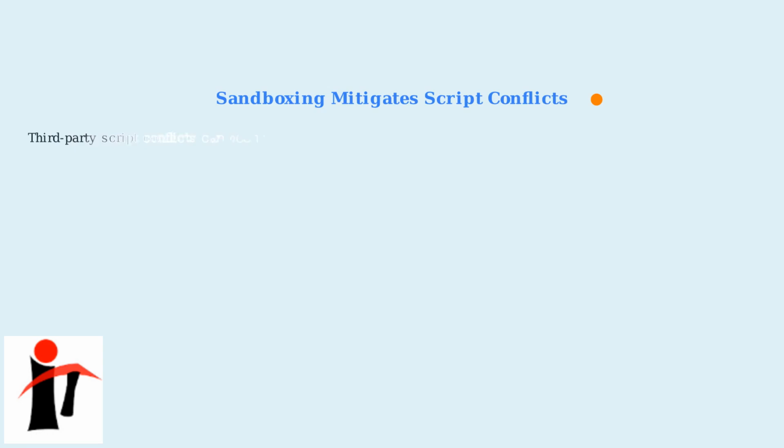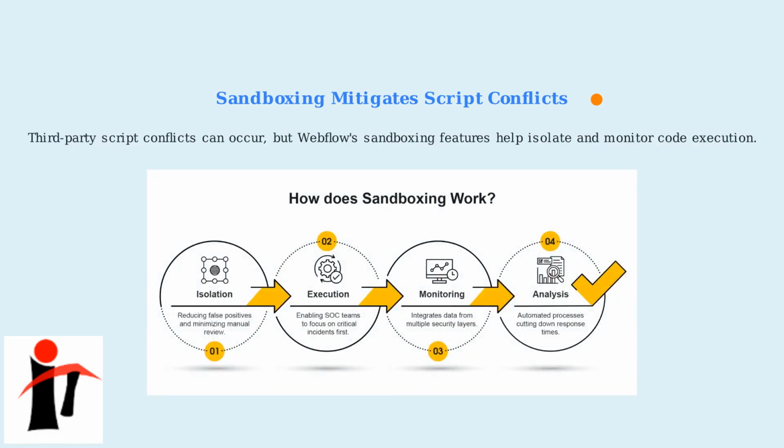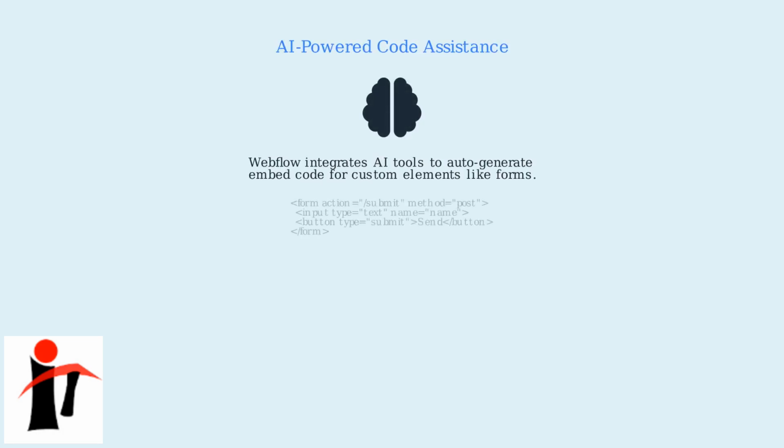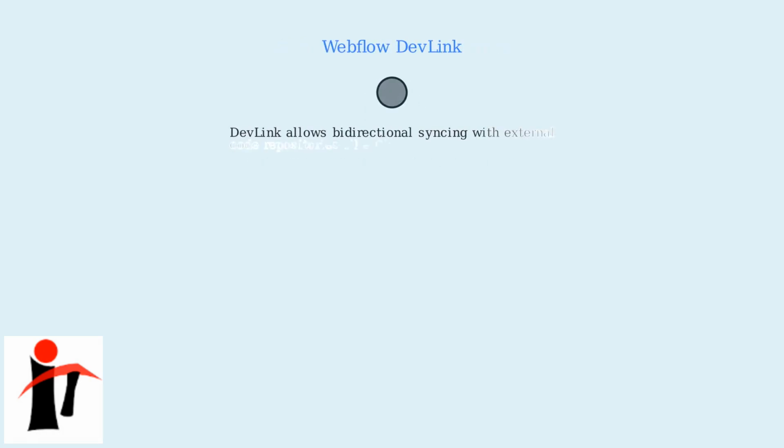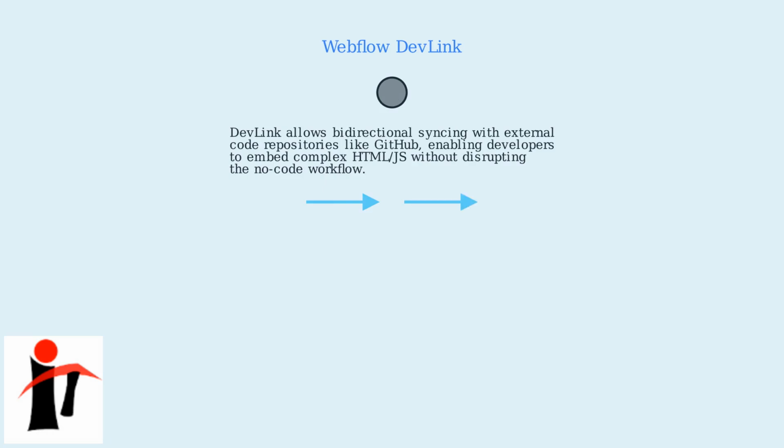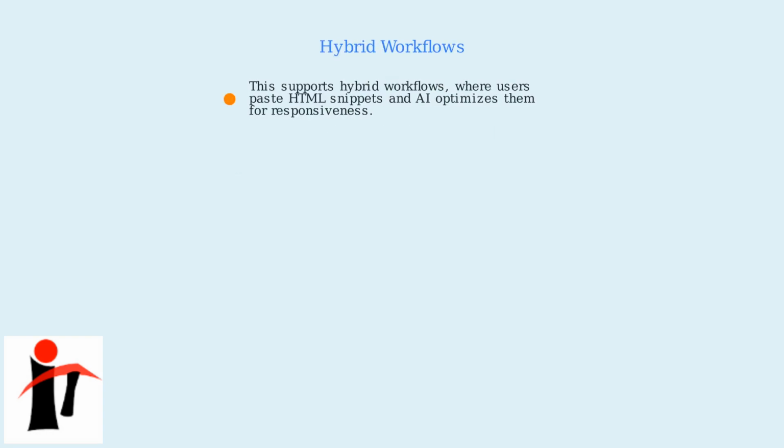While third-party script conflicts are occasional issues, Webflow's sandboxing features mitigate them by isolating code execution, monitoring for problems, and analyzing performance. Webflow now integrates AI tools to auto-generate embed code, simplifying the process of adding custom elements like forms. Webflow DevLink allows bidirectional syncing with external code repositories like GitHub, enabling developers to embed complex HTML/JS without disrupting the no-code workflow. This supports hybrid workflows where users paste HTML snippets and AI optimizes them for responsiveness.